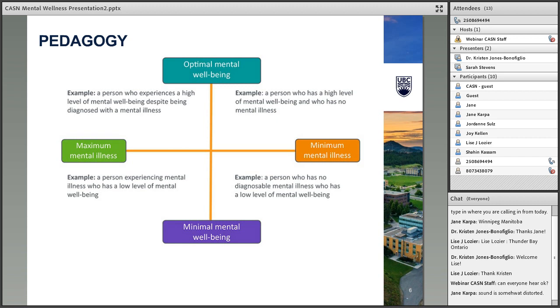So in our revised curriculum, we recognize that every person has a mental health, and a patient can have minimal mental well-being in the absence of mental illness. If you look at the bottom right-hand corner of the diagram, you can see that it says a person who has no diagnosable mental illness, but who has a low level of mental well-being. I really like this diagram and how it explains how we structured our curriculum.